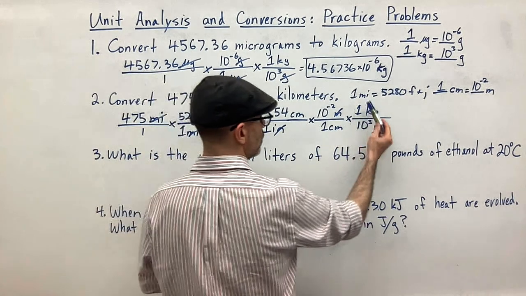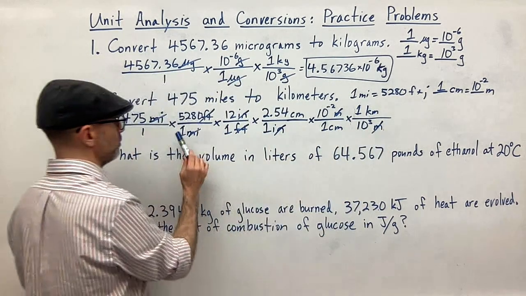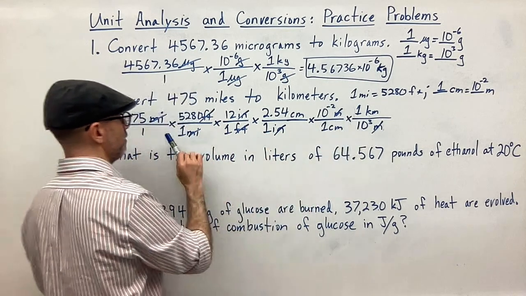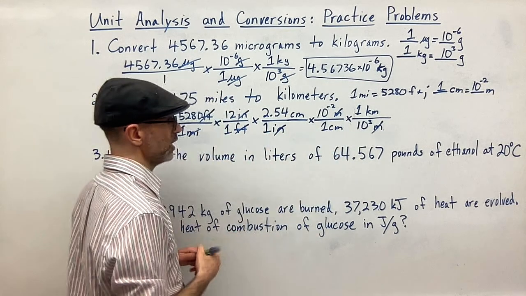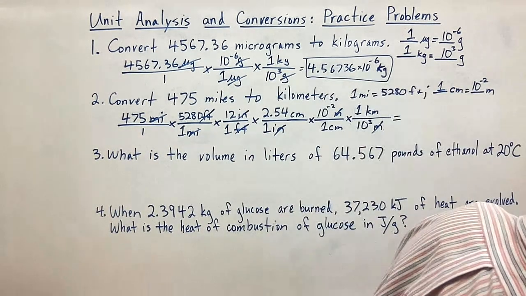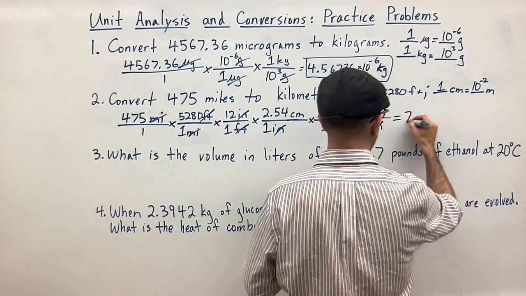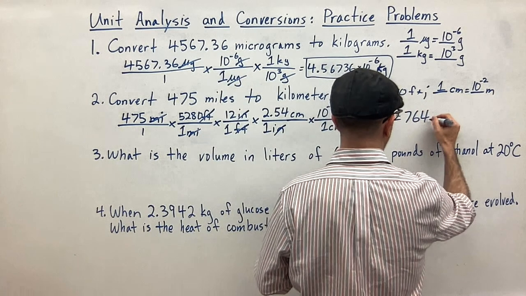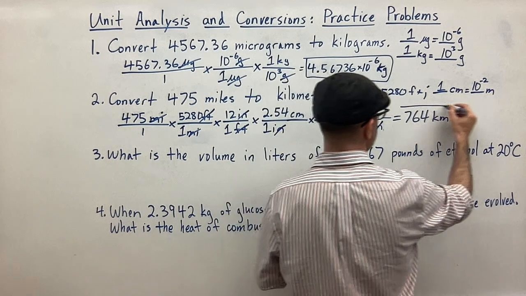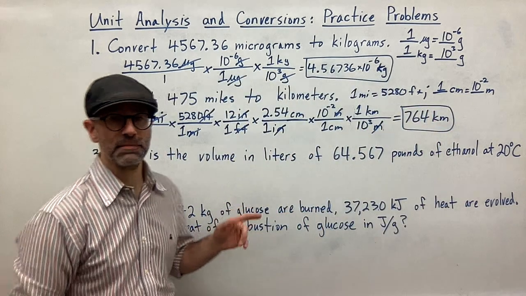Now I have everything that I want. I have kilometers on top. Now I'm just going to multiply by everything on top and divide by everything on the bottom. And when I do that, I get 764 kilometers. Now, I want to go back and talk about significant figures.